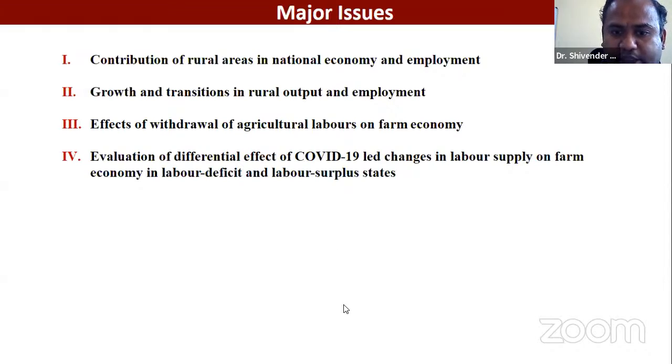Then the effect of farm mechanization on farm sector employment. Of course, I have this point, Mr. Arvind, on how farm mechanization is helping us cope with the changes in labor scarcity. But I have one interesting finding on farm mechanization, and at the end of the presentation I would like to discuss this.